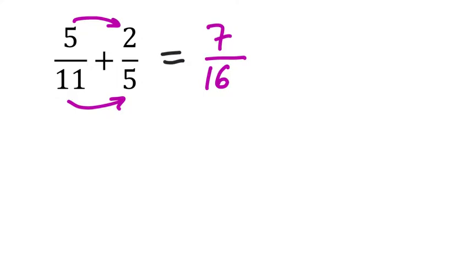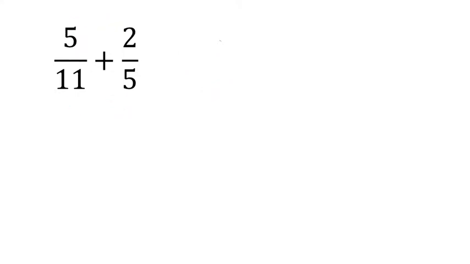Because with addition and subtraction of fractions, remember that we need the denominators to be the same. So this would be no good, all right? So just like we saw in that last slide, the first thing I want to do is find a common multiple between 11 and 5, my two denominators, 11 and 5.